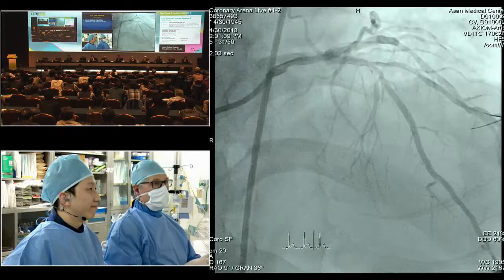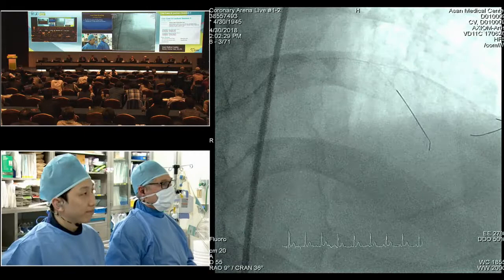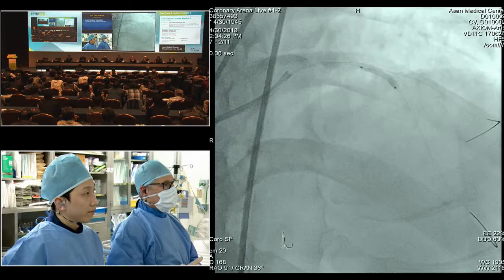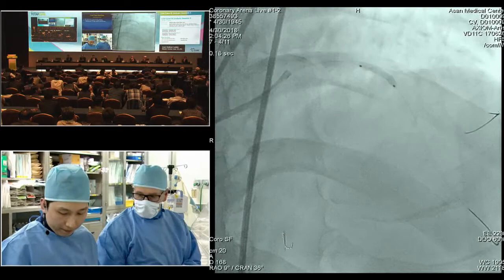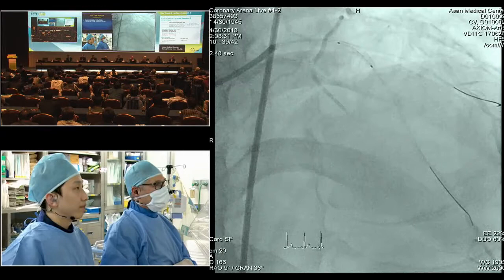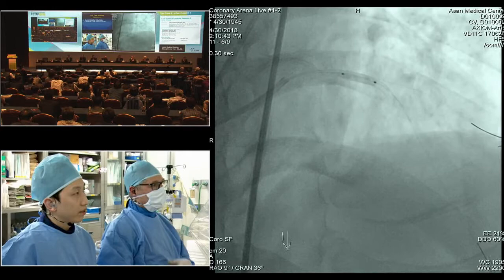Next. So I have wired both branches with run-through wires. We have done the predilatation at low pressure with a 3.0 non-compliant balloon. Next. Then we deployed a 3.0 stent at low pressure again. Next. Then we have done the proximal optimization technique with a 3.25 balloon. Next.